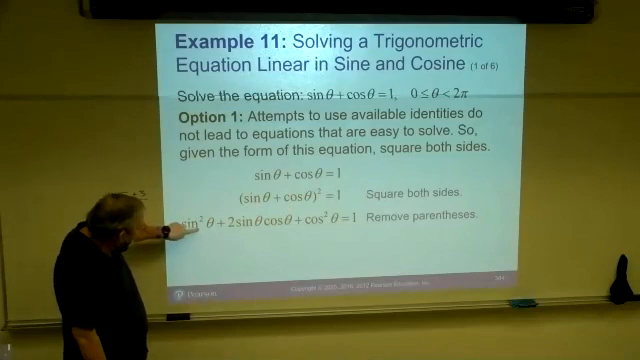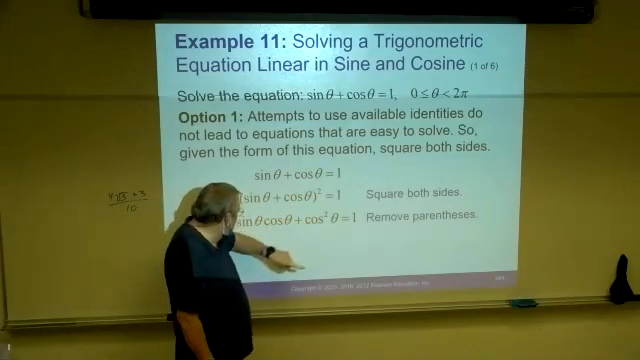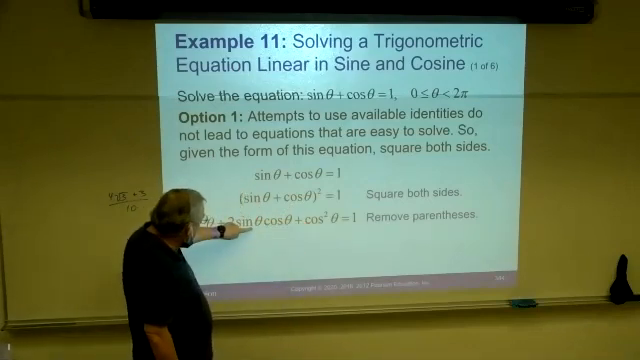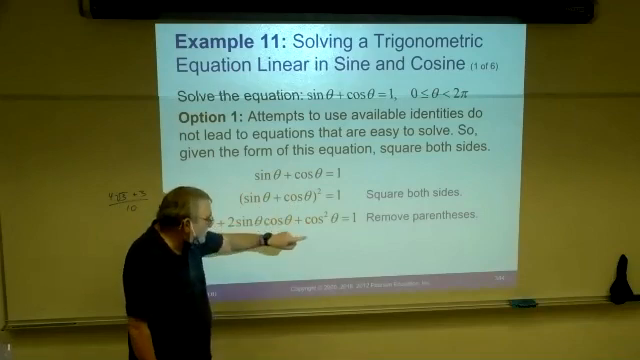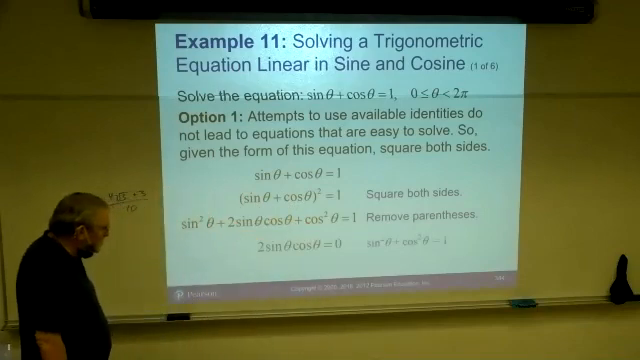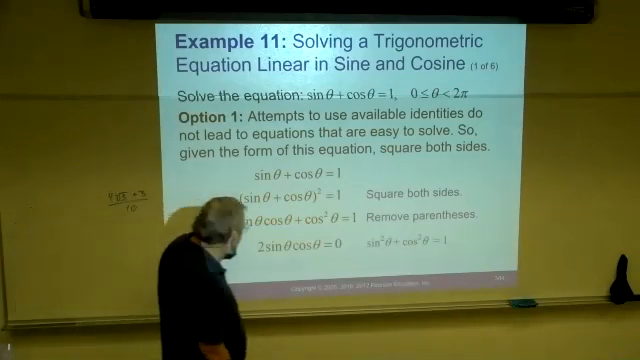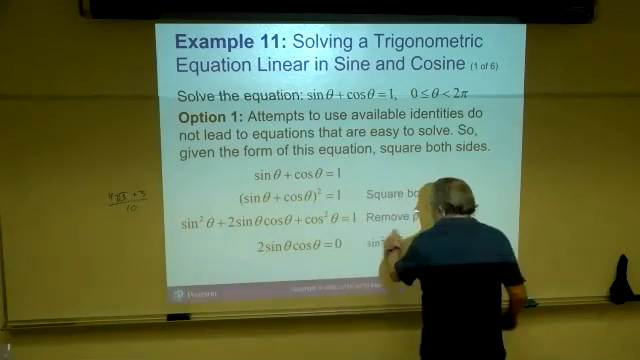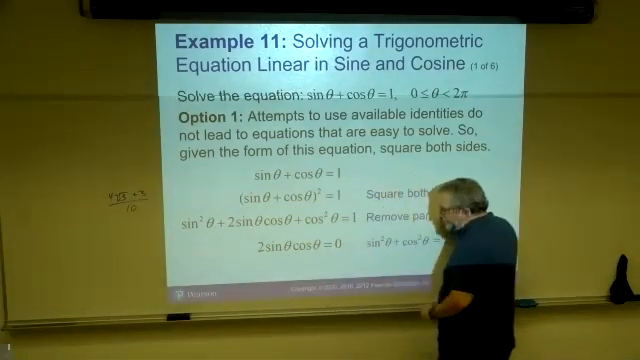Now I know sine squared plus cosine squared is 1. So 2 sine cosine will equal 0. Right? Because when I add these two, I get 1. And subtracting 1 from both sides gives me 0 on this side.